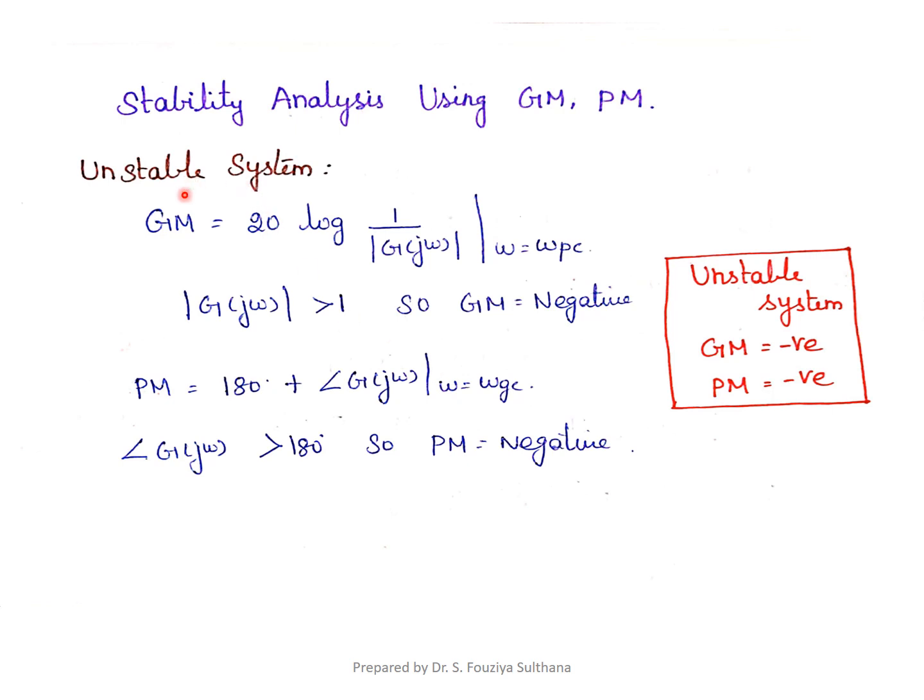For an unstable system, the magnitude of G of j omega is greater than 1 and the phase angle of G of j omega is greater than 180 degrees. So when we substitute in the formula, the gain margin will be negative and the phase margin will be negative. So the condition for the unstable system is gain margin should be negative and the phase margin should be negative.